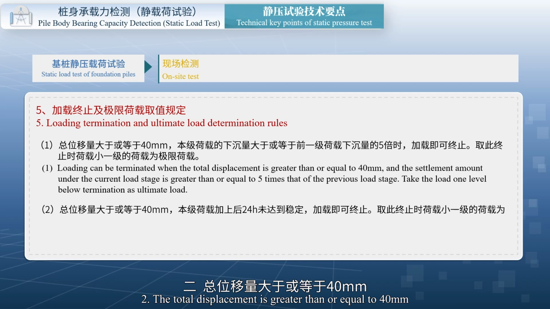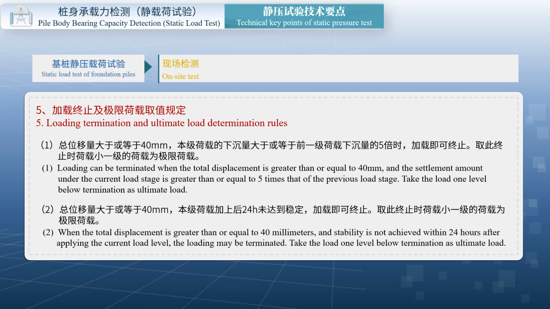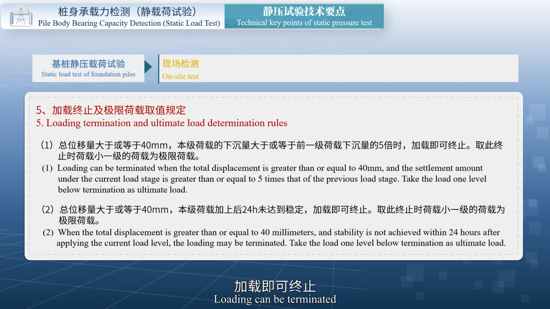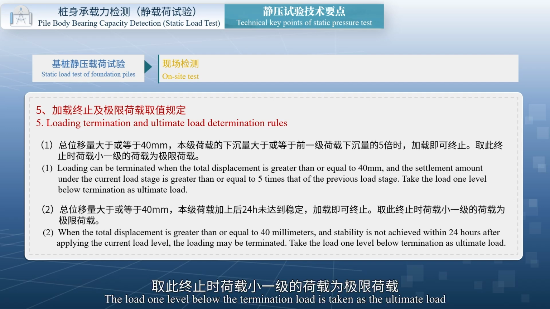Second, the total displacement is greater than or equal to 40 millimeters. Stability is not achieved within 24 hours after applying the current load level. Loading can be terminated. The load one level below the termination load is taken as the ultimate load.